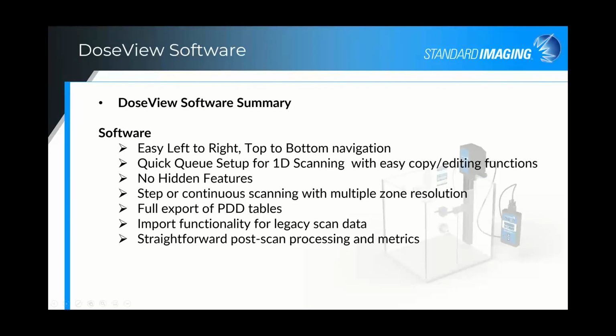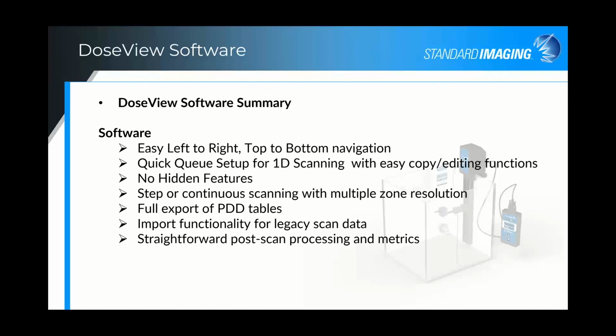So as I mentioned, everything is left to right, top to bottom navigation. There's a quick queue setup for 1D scanning and 3D scanning. Something I didn't mention was a copy and editing function. You can set up a scan queue, say at 6 MB, and copy that. You'll get a copy in the list. You can then change the energies to 10 MB. So you only have to set that up once, and you can do the same set of scans at 10 MB and not have to reinvent the wheel and do the whole scan queue again. You can just copy and edit that component.